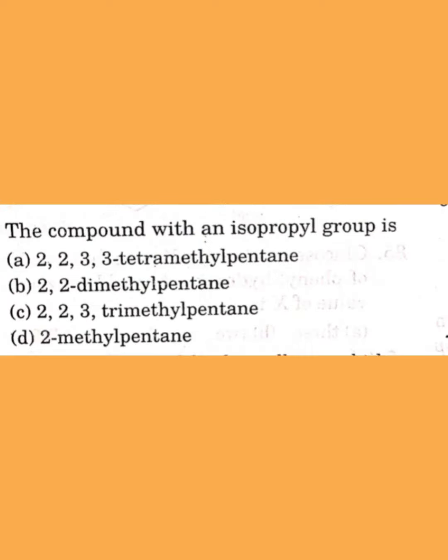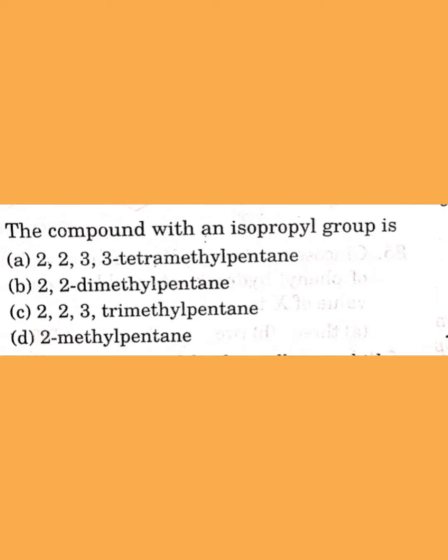Next question. The compound with an isopropyl group is options: 2,2,3,3 tetramethyl pentane. Option B, 2,2 dimethyl pentane. Option C, 2,2,3 trimethyl pentane.